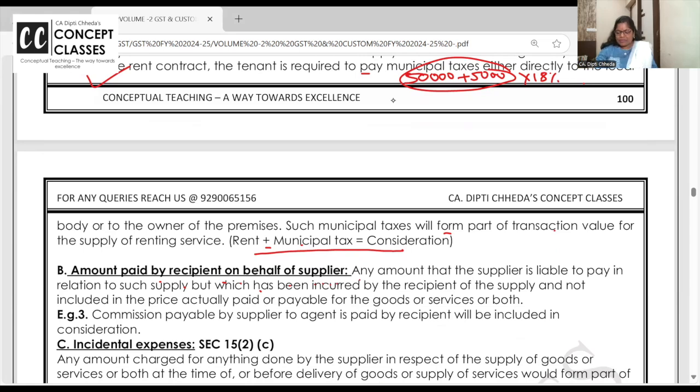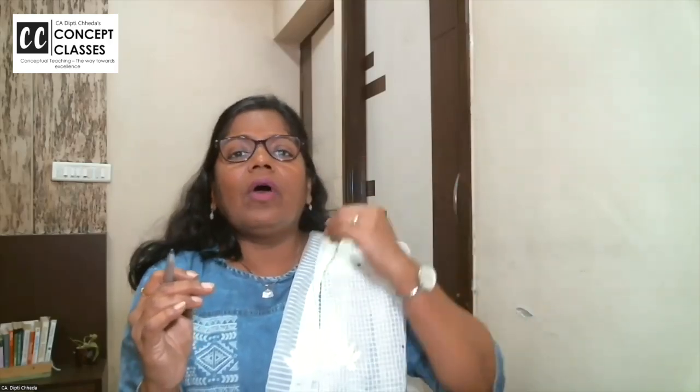Amount paid by the recipient on behalf of the supplier. This is very beautiful. Say I am giving service to you. I am an event manager. There's a 25th wedding anniversary. I will take care of the catering, the decor, the invitations, the return gifts, everything. Now I have ordered in the catering ice creams and welcome juices, and they are being delivered directly at your place where the anniversary function is. So I am the supplier of the service, the event manager.